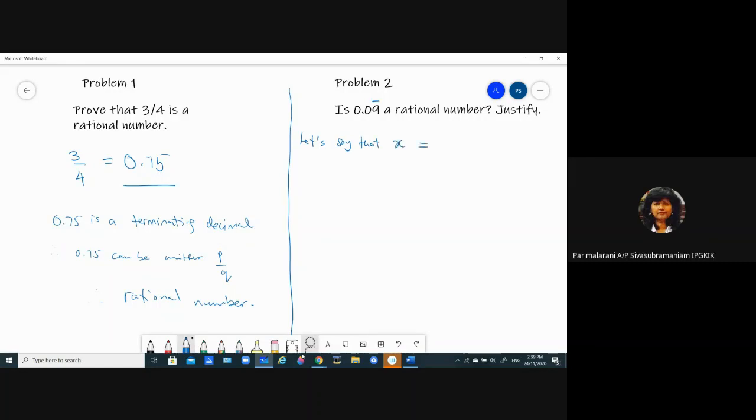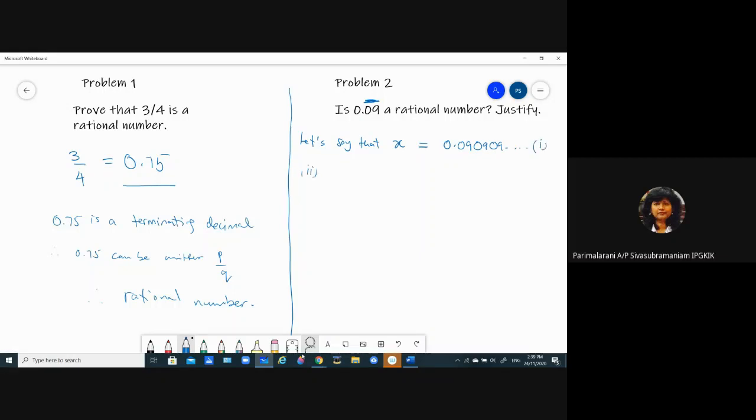x is equal to 0.09 repeating. Which number is repeating? This whole thing is repeating, 09. So 09, 09, 09, and so on. So let's say x is this, and this is our first equation.